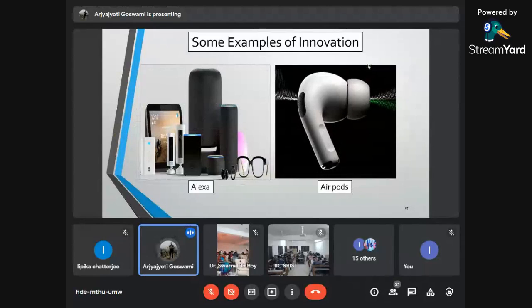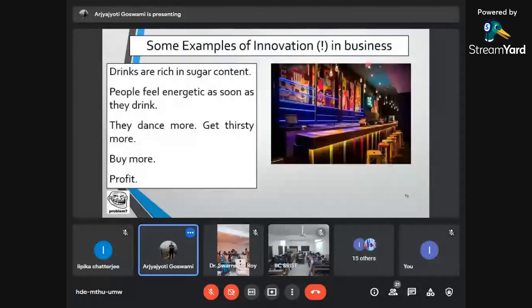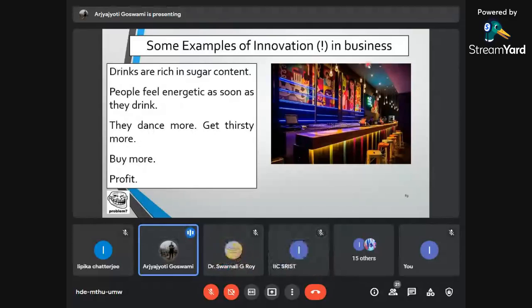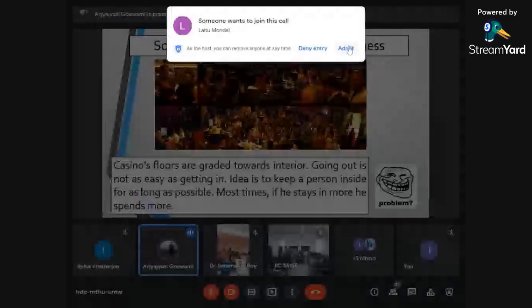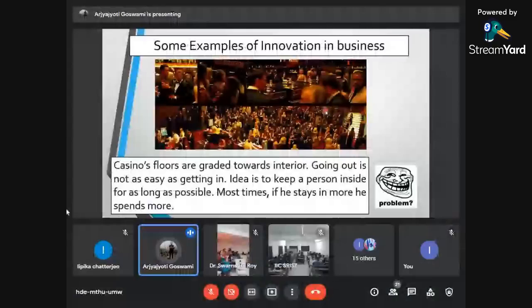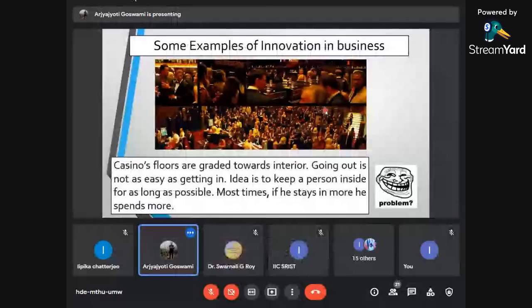Some businesses also have got some innovative drinks which are rich in sugar. Because of sugar, you will get high, you will feel energetic, you will dance, you will get more thirsty, and in the discotheque you will buy more soft drinks. If you go to a casino, these came from the Ocean's 13 movie, the casino floors are tilted, so that going out is not as easy as coming in.